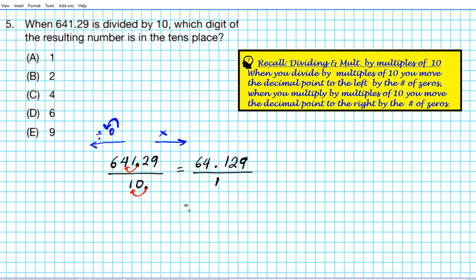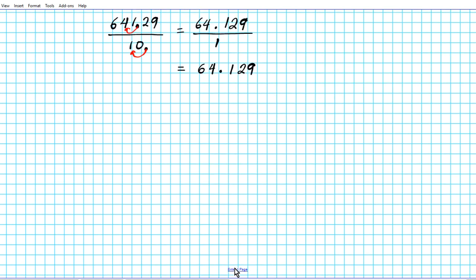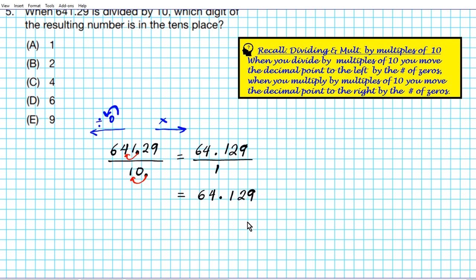If you divide any number by 1, what do you get? That's the identity on the division, right? So you end up with exactly what you started with, 64.129. Okay, so that's the reasoning why you basically count the number of zeros and move the decimal point by an equivalent number of times to get the resulting quotient. All right, so this is the answer. This is an intermediate answer, it's not the final answer. The final answer calls for the place value of the digit in the tens place.